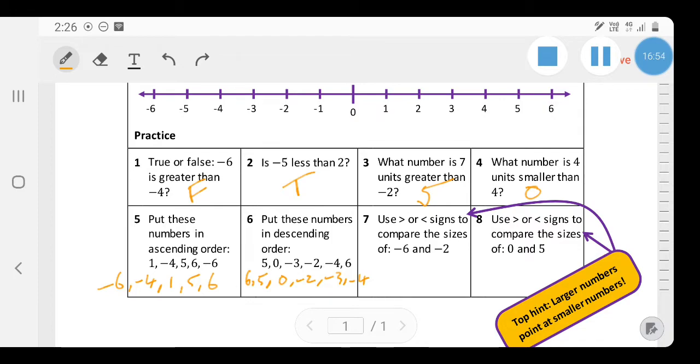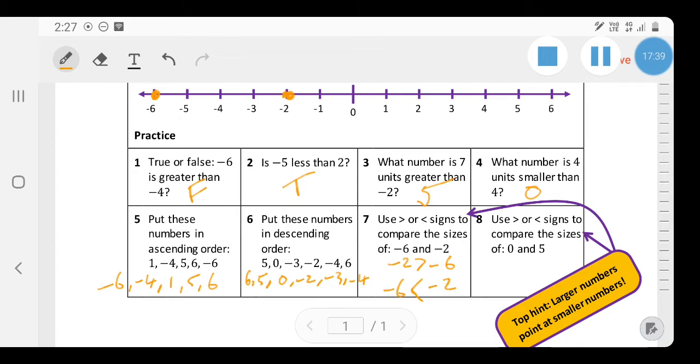All right. Compare the sizes of minus 6 and minus 2. All right, so 2 dots I need. Minus 6 and minus 2. Now, minus 2 is furthest to the right, which means minus 2 is bigger than minus 6. So minus 2 needs to point at minus 6. It points at the smaller number. But I could also do it this way, couldn't I? Minus 2 is bigger than minus 6. Because in both of those, we have the negative 2 integer pointing at the negative 6 integer.